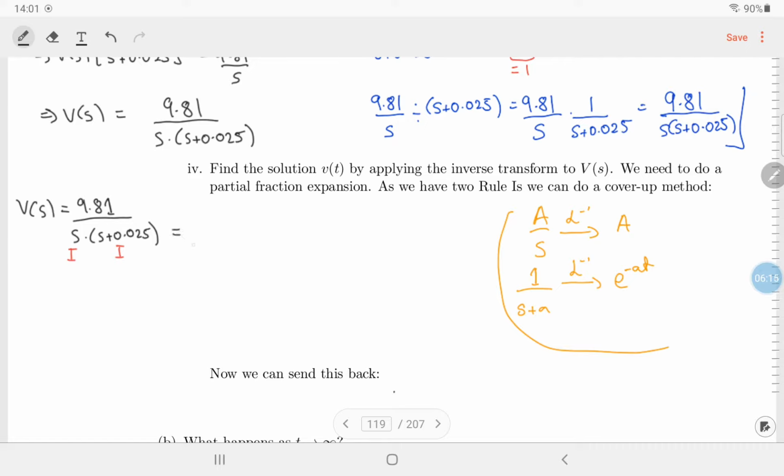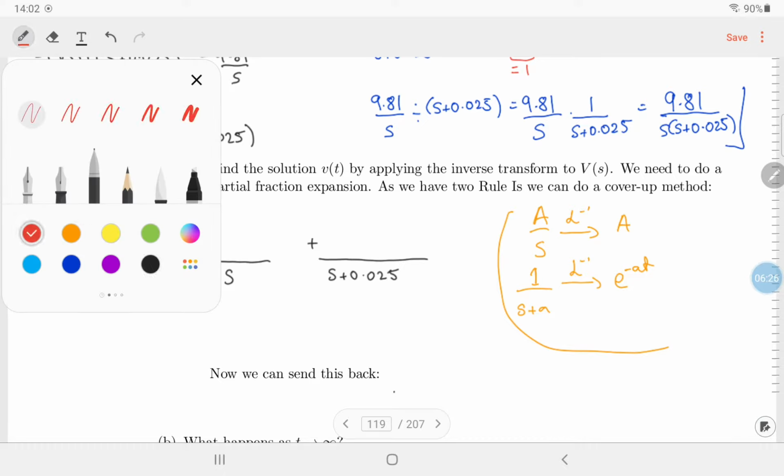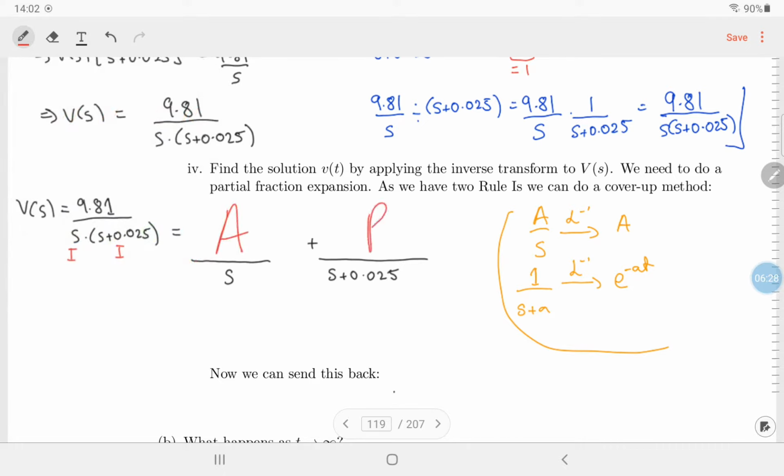So the partial fractions theory says you're going to have something over s plus something over s plus 0.025. So you're going to have some constants here. And the cover-up method basically gives you a way of finding them pretty much in one line. So what you do is you first recognize when the things on the bottom, the denominator, are equal to 0. So s, almost like a trick question, is equal to 0 when s is equal to 0. And this is equal to 0 when s is equal to minus 0.025.